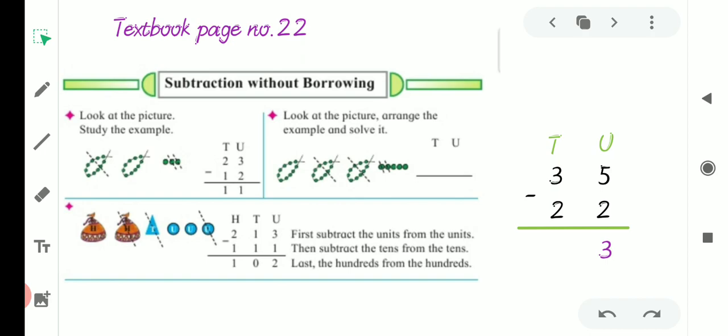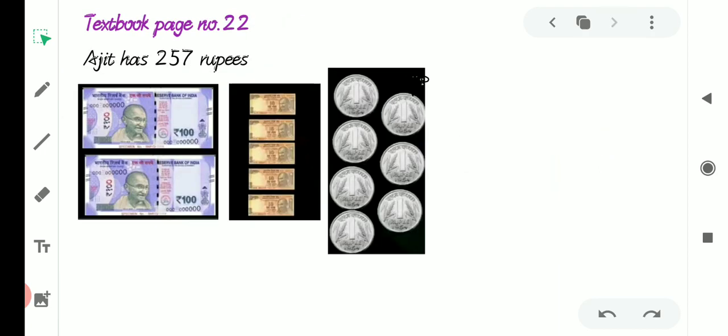So if you will minus 2 from 5, you will get 3, and if you will minus 2 from 3, you will get 1. Okay, if you will minus 2 from 3, you will get 1. So this is how we will do subtraction, and this is how we have solved the one example which is given on page number 22. Now moving on to the next example.